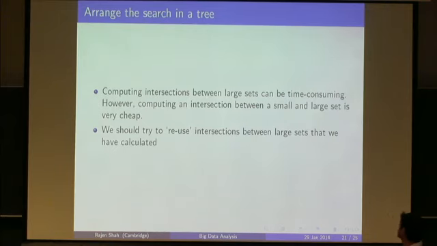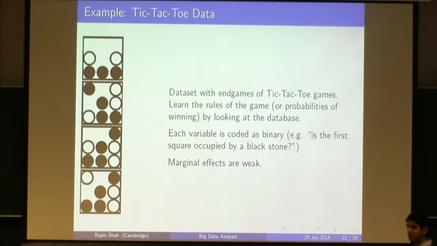So what we should try and do is reuse the intersections that we've calculated between large sets. So here's a quite literal toy example to try and illustrate this idea. Here we looked at some tic-tac-toe data. I assume everyone's familiar with the game of noughts and crosses. Well, here we've got black circles and white circles. It's the same sort of idea.